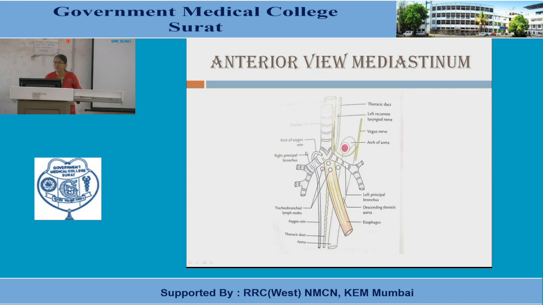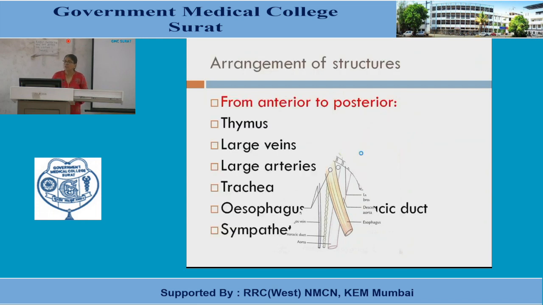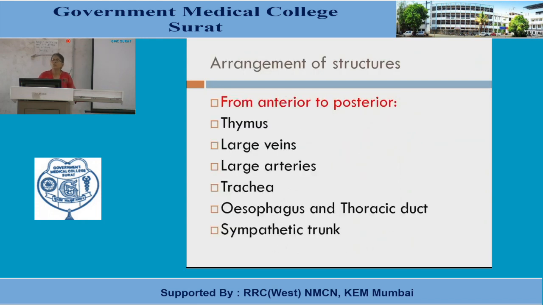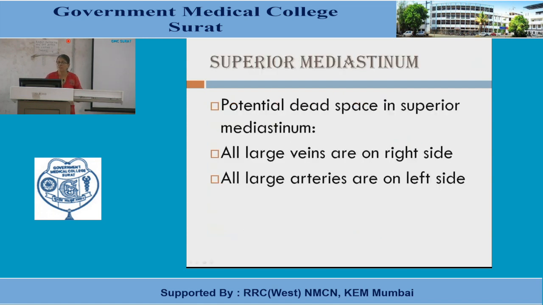जहाँ पर ये trachea bifurcate हो रहा है, उसके नीचे inferior mediastinum आ जाएगा, right? यहाँ तक ही ये superior mediastinum. It is up to here only. So this is arrangement of structure. I told you in the superior mediastinum, anterior most thymus, then large veins, arteries, trachea, esophagus and thoracic duct, and posterior most sympathetic trunk. We already seen in that diagram, which is transverse section passing through the superior mediastinum.